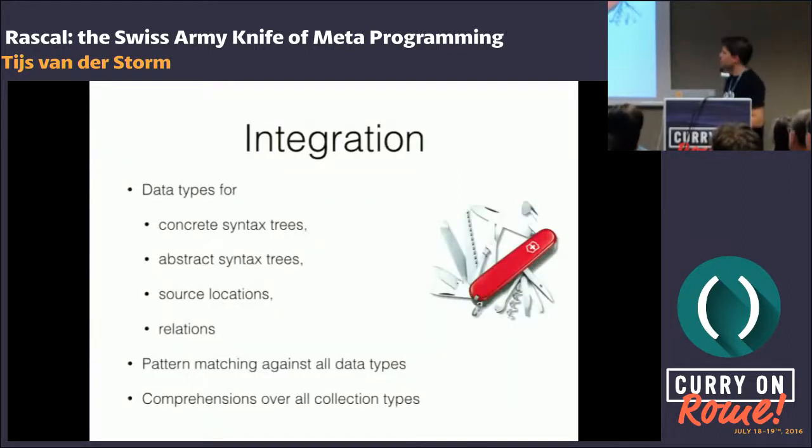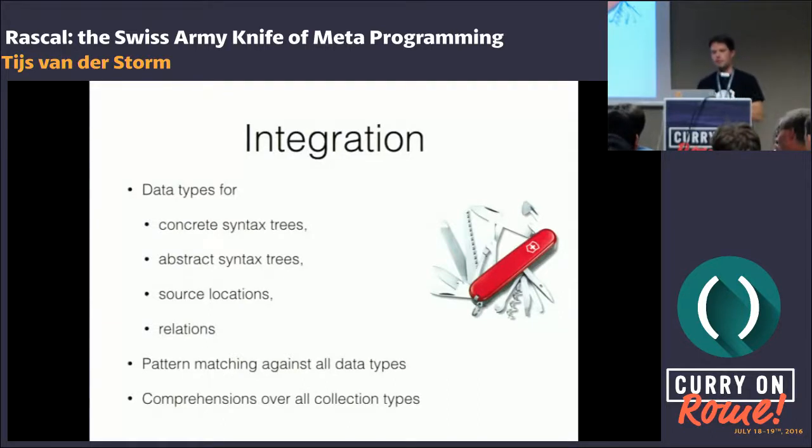Okay, so how do we achieve this integration? Well, you could say that Rascal is a general purpose programming language in power. It's Turing complete, and you could technically do everything in it, but it's really also a domain specific language. We have a lot of stuff built in, particularly designed for this meta programming domain.